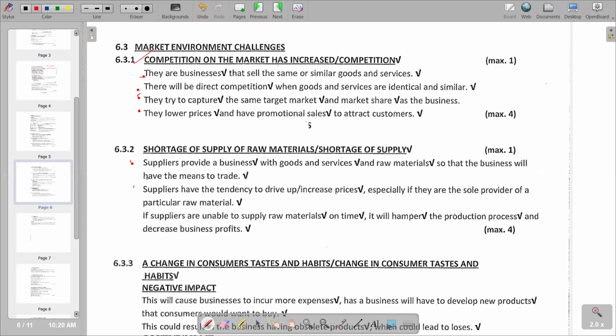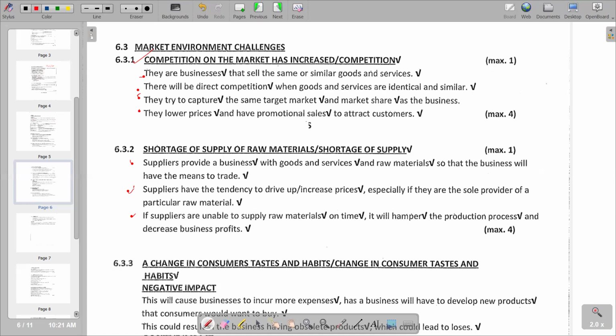If the prices are being determined by the forces of supply and demand at the equilibrium level, the price level can be easily manipulated there. So if they want to increase the prices, obviously they are going to contract the level of supply. In other words, they reduce supply, and we are going to see movements of those supply curves, and at the end of the day, prices will increase. So this is what we have. The next point is that if suppliers are unable to supply raw materials on time, it will hamper the production process and decrease the business profits. So this becomes the last point that we have.